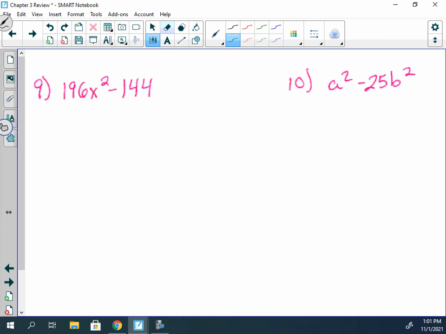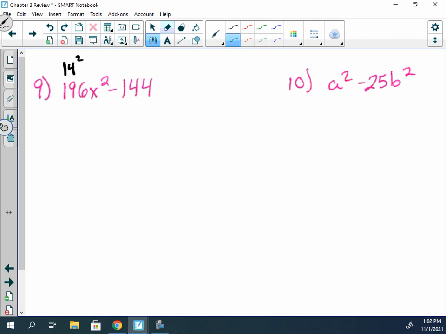Let's look at number 9. We can look at 10 also here in a minute. Let's look at 9 first. This one here, we do have two things. Well, we have 196x squared minus 144. We don't have a middle term, but is there a number that multiplied by itself gives us 196? Well, there is. It's 14, because 14 squared is 196.